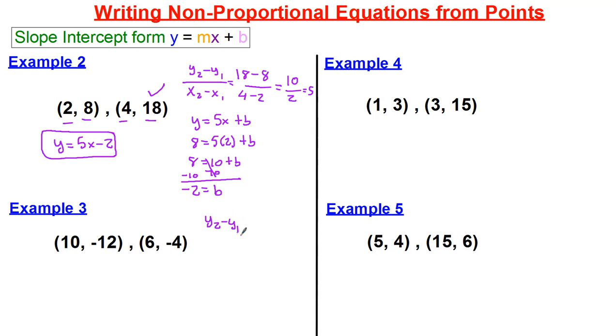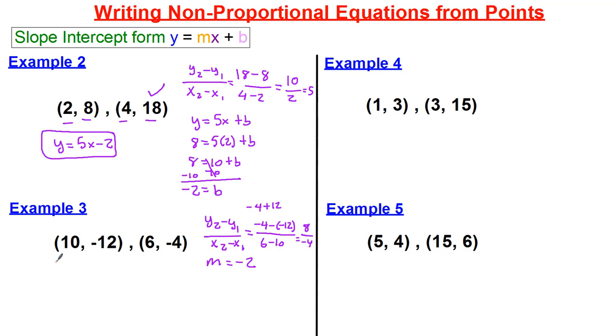Y2 minus y1 over x2 minus x1. So we got negative 4 minus negative 12 over 6 minus 10. Okay, now let's rewrite this. Negative 4 plus 12, because of the sign change. So negative 4 plus 12 is equal to 8, and then 6 minus 10 is equal to negative 4. So my slope is going to be equal to negative 2.